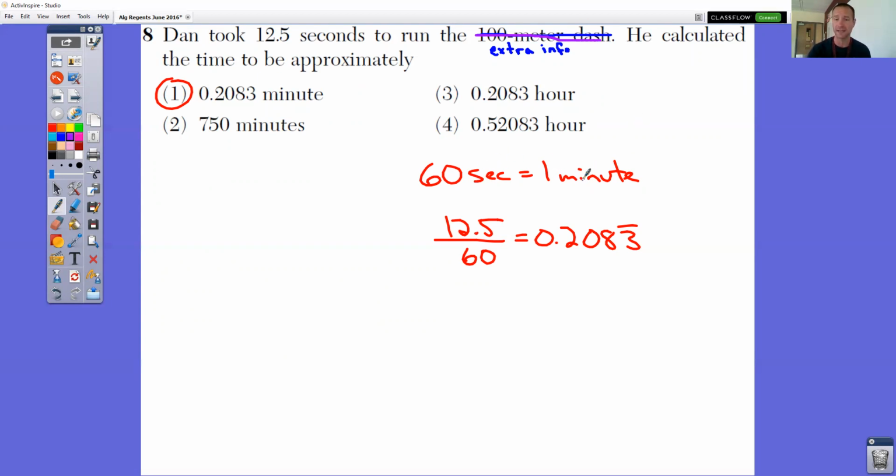Well, 60 seconds is 1 minute. So we would have to take 12.5 and divide by 60. So that is 0.2083 minutes. Notice that some of these other answers don't even make any sense. Is 12.5 seconds the same exact thing as 750 minutes? Absolutely not. Is it half of an hour? No, that doesn't make any sense. Is it 0.2 of an hour? No, that doesn't make any sense either. 0.2 of an hour is like 10 minutes. That doesn't make any sense.